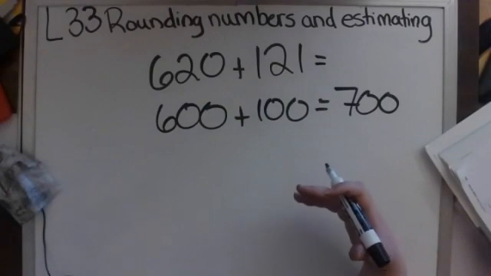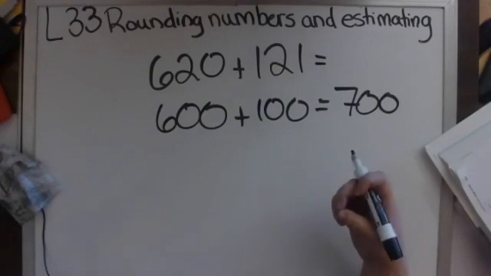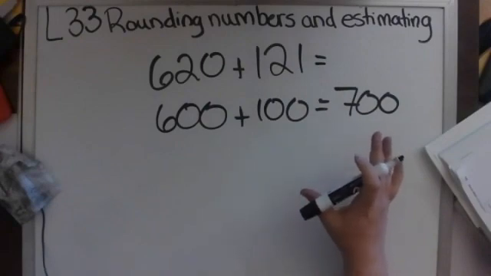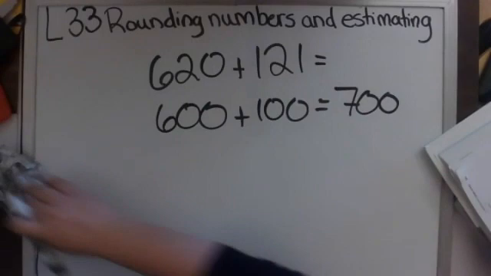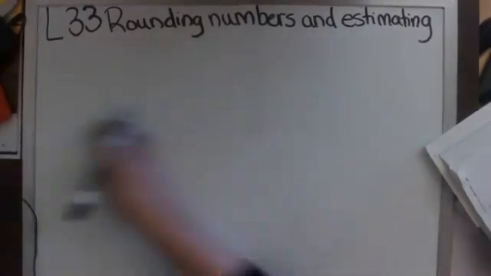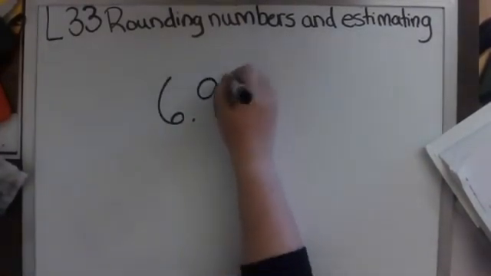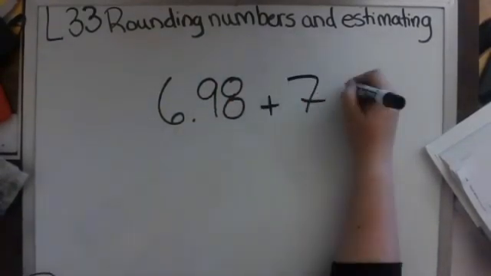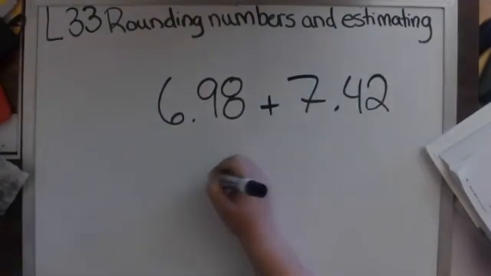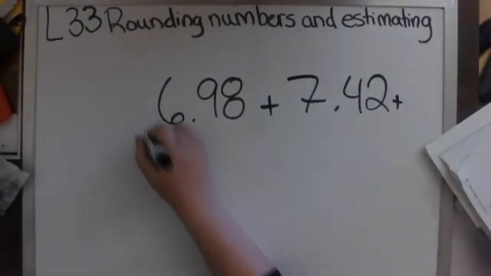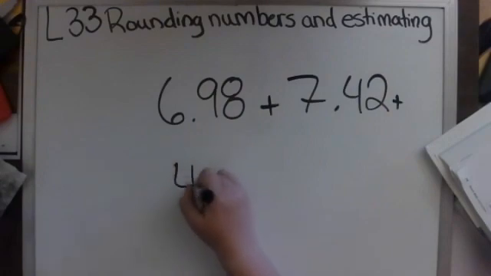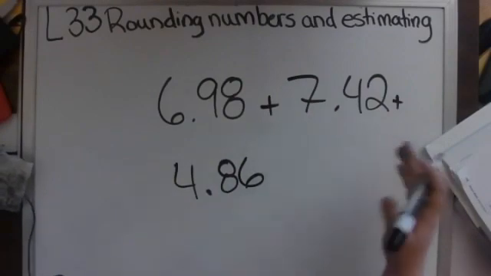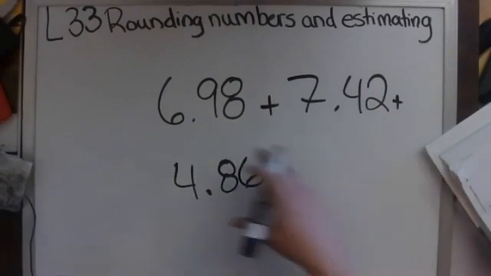This is oftentimes used when you're trying to do math really quickly. Let's say you're at the store and you want to see if you have enough money to buy something. You see a price that says $6.98, and you're buying another thing that is $7.42, and another thing that is $4.86.